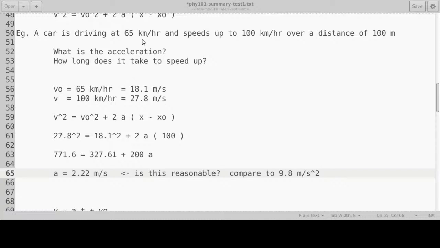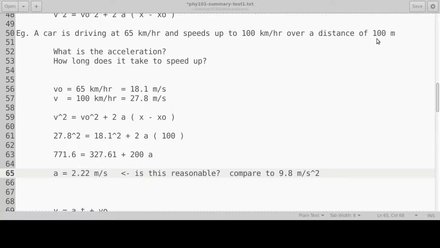and you're traveling at 65 kilometers per hour. Now you may not know what 65 kilometers per hour is, but it's like 40 miles an hour, roughly speaking. And you speed up to 100 kilometers per hour. Living on this side of the border, if you were in Canada, you'd know that that's highway speed. Here it'd be like 55. So you're speeding up from like 40 to 55, and you're doing it over a distance of 100 meters or about 300 feet. Okay. You don't expect the acceleration to be more than your acceleration due to gravity.